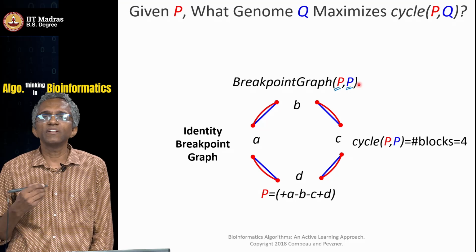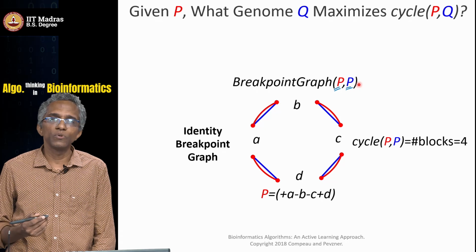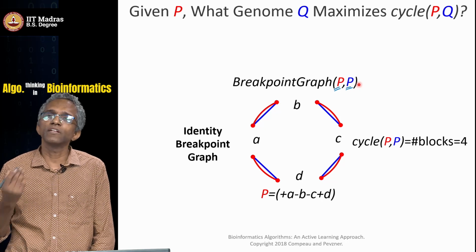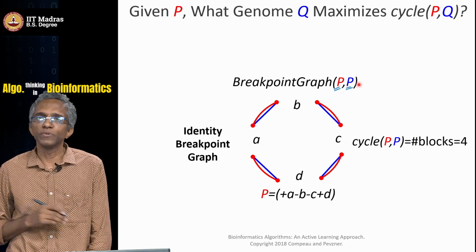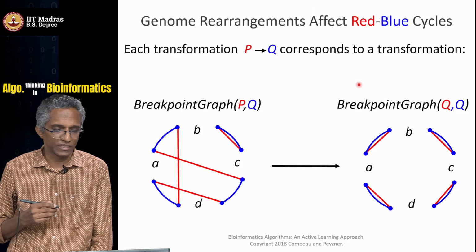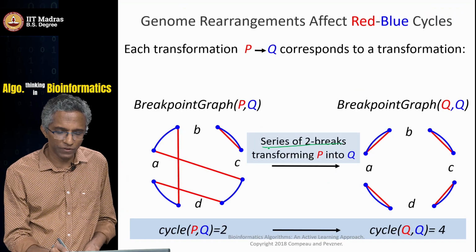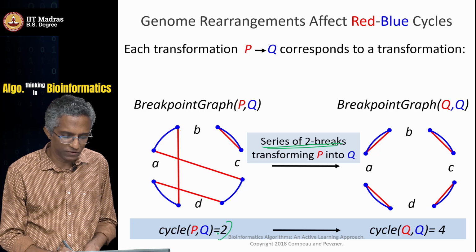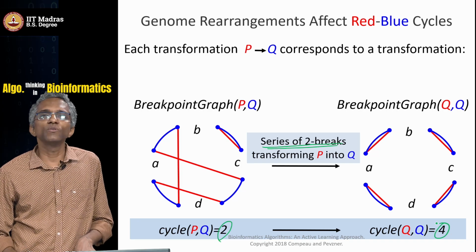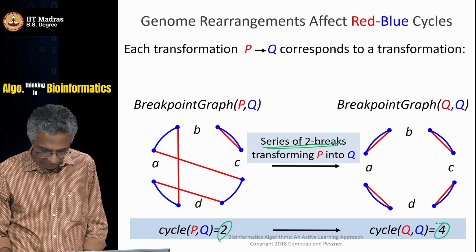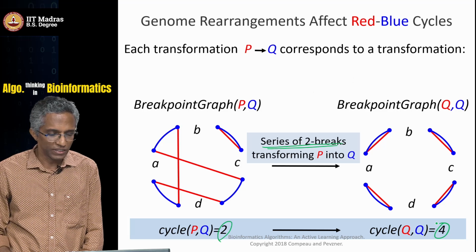This gives us an idea on how to design an algorithm to come up with a set of 2-breaks that will transform one permutation P to another permutation Q. Let us see what that idea is. The series of 2-breaks that we want to figure out increases the number of cycles from 2 to 4. Let us look at the exact 2-break operations that will achieve this in the next slide.